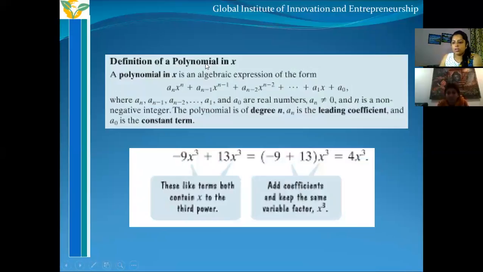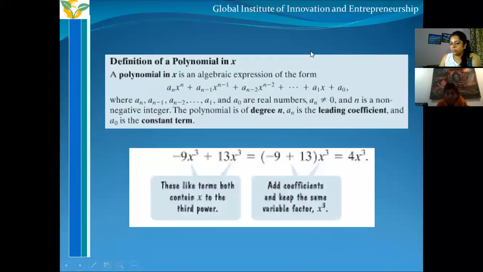So, the definition of a polynomial in x. A polynomial in x is an algebraic expression of the form a_n x raised to n plus a_(n-1) x raised to n minus 1 plus a_(n-2) x raised to n minus 2 and so on, a_1 x plus a_0, where a_(n-1), a_(n-2) and so on up to a_1 and a_0 are what? Real numbers. What are real numbers? You already know that, right? It includes both what? Rational numbers as well as what? Irrational numbers. And a_n should not be equal to zero.